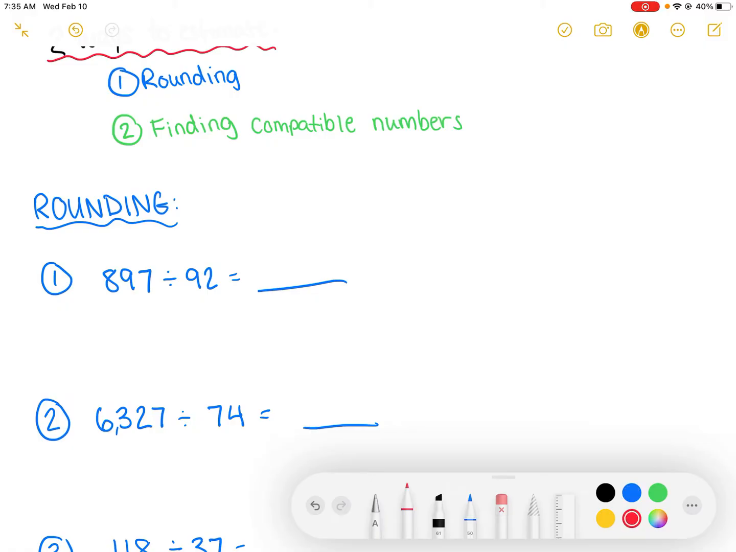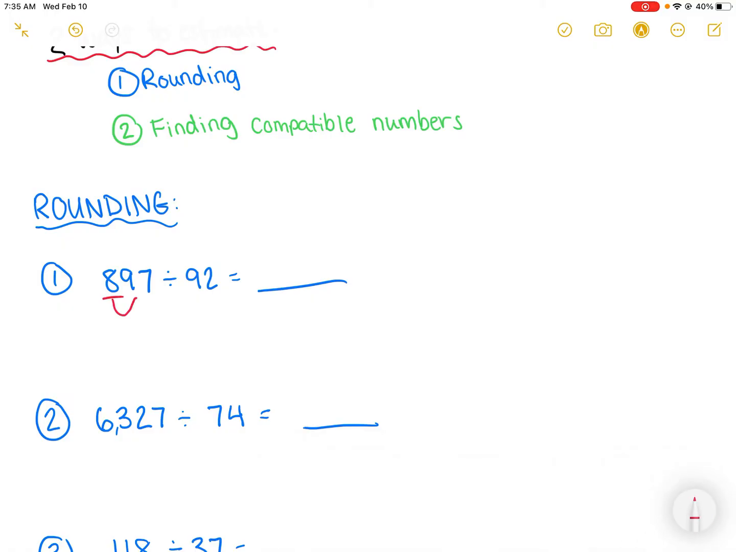So I am going to look at my first problem, which is 897 divided by 92. And I am going to round these numbers so that I can estimate to find my answer. So for 897, I found my place, which is going to be the 8 in the hundreds place. Look next door to the 9. I see it's 5 or greater, so I add one more. That brings 897 to 900. And then for 92, if I find my place and look next door, I see a 2. So 4 or less, let it rest. 92 turns into a 90.